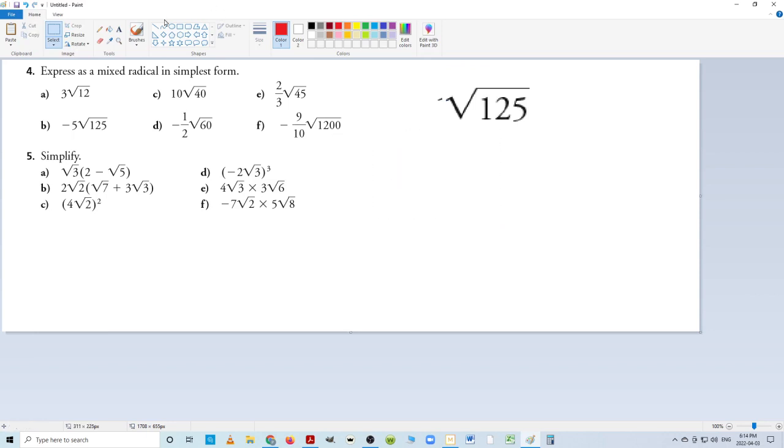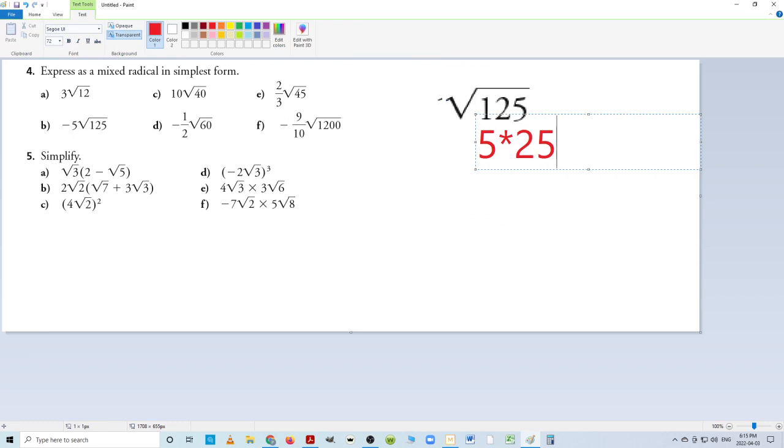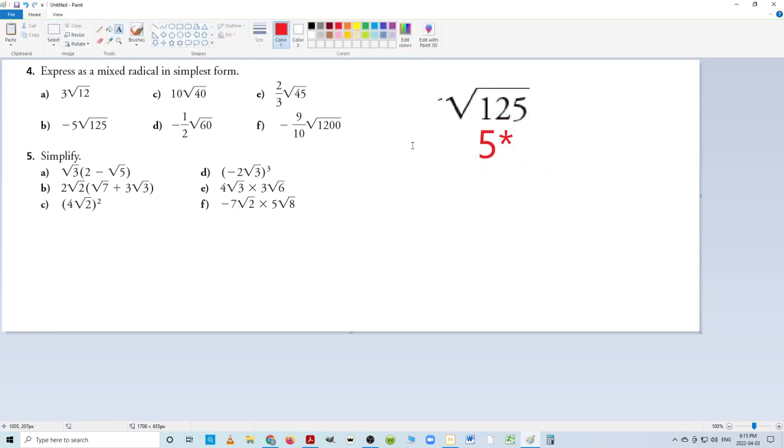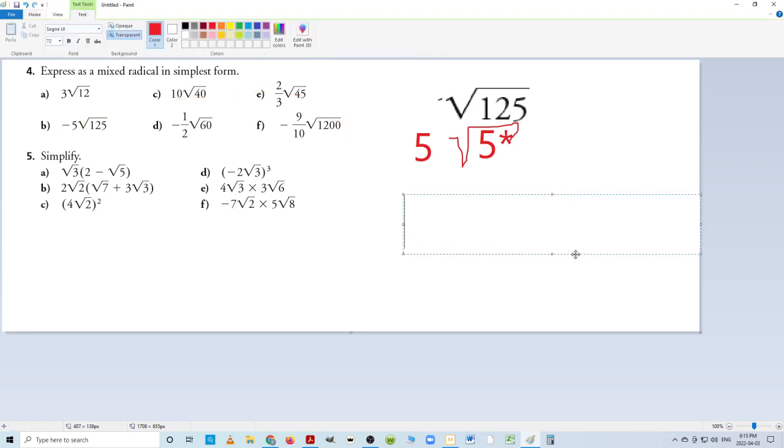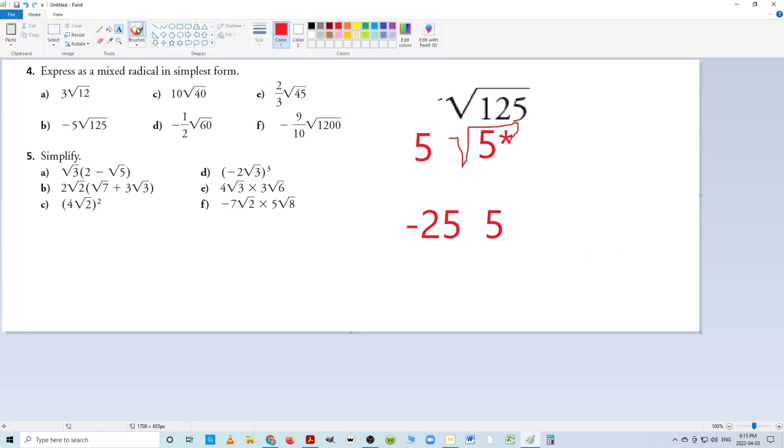And you can even go faster. You can just say, okay, well, 5 times 25 in here. That means the square root of 25 is 5. So really, square root of 125 is 5 times square root of 5. And then when I multiply this minus 5 times the 5, I get minus 25. So it's minus 25 times the square root of 5. And that's the simplest mixed radical of that.